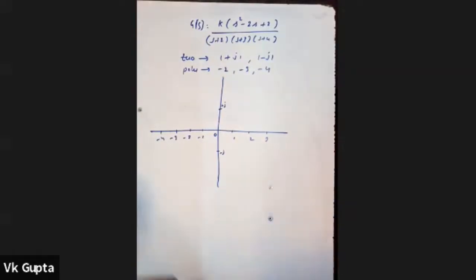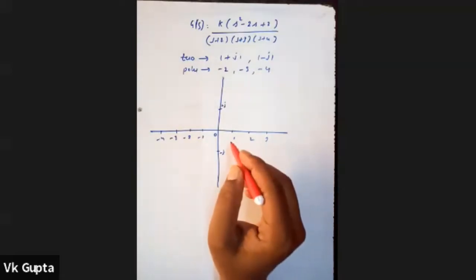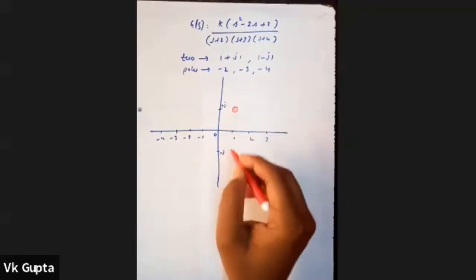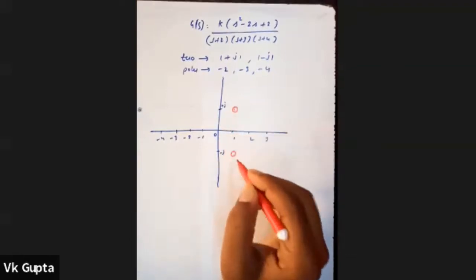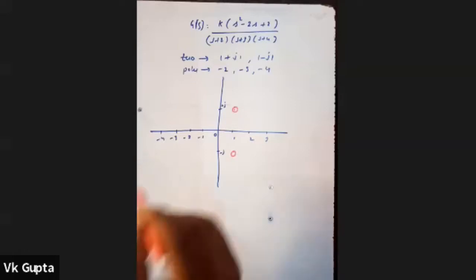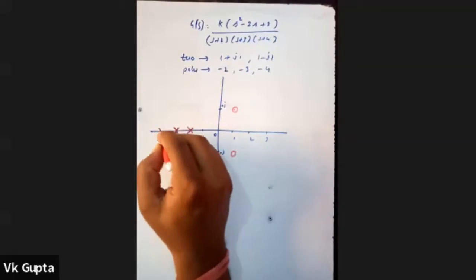Now let us mark poles and zeros. So we have a zero here and we have a zero here. And we have poles at minus two, minus three, minus four.